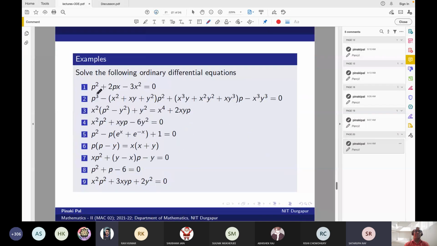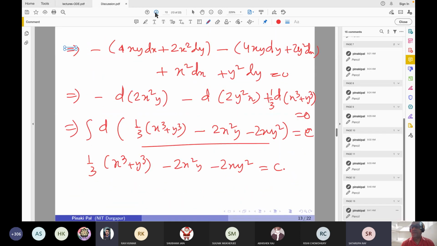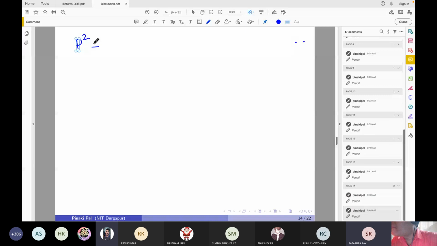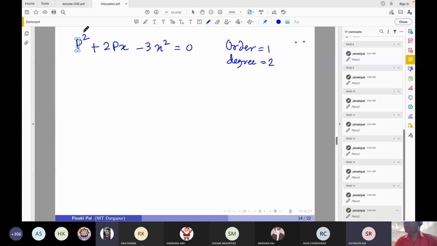Well, some examples are there. I will solve problem number 1 and 2, and then the rest I will leave to you. p square plus 2px minus 3x square equal to 0 is the differential equation. So the order is 1 and the degree is 2.